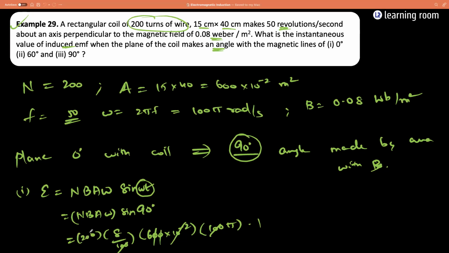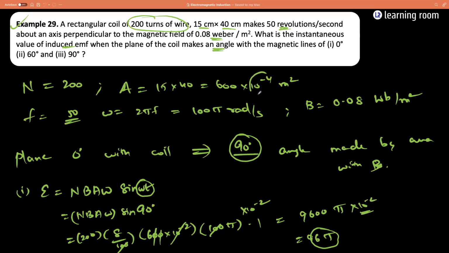Now it's fine. So 8 into 6 is 48, 48 into 200 is 9600. So 9600 pi. One more mistake. It is not 10 power minus 2, it is 10 power minus 4. Then, Nitish? Yes, sir. Into 10 power minus 2 is there actually. It is 96 pi.